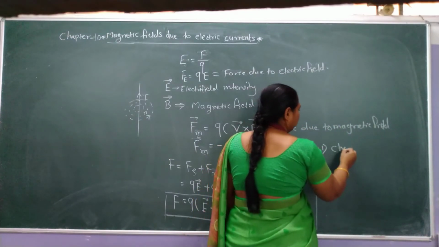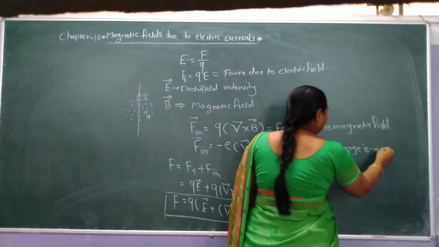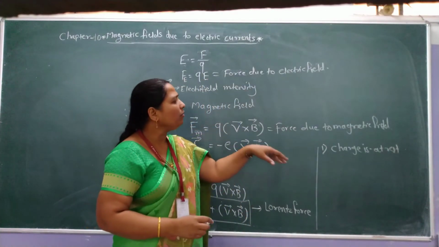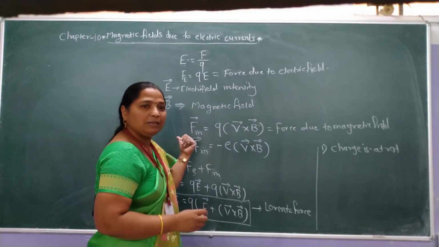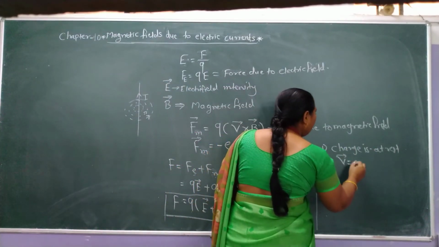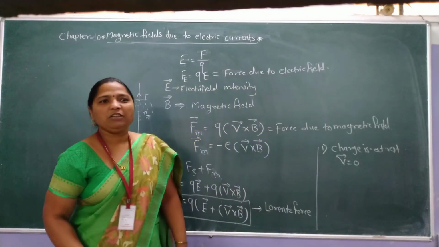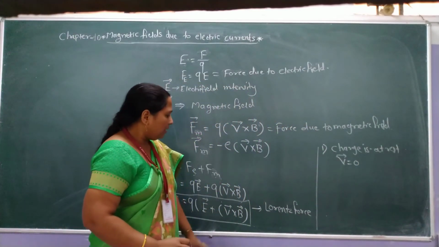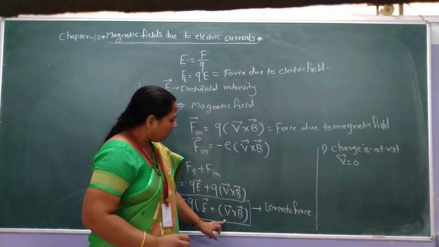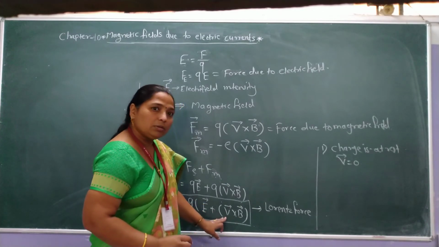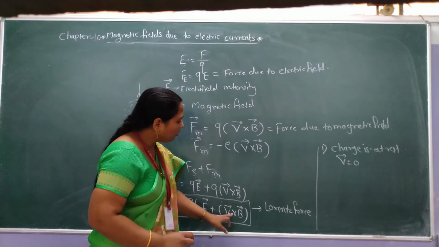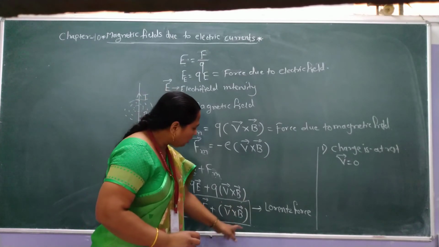Case one: the charge is at rest, therefore there is no velocity of the charge. Charge at rest means the velocity vector V is equal to the 0 vector. The B vector is not equal to 0, but the V vector is 0, therefore their cross product is 0.